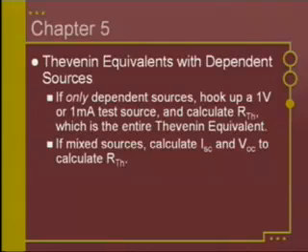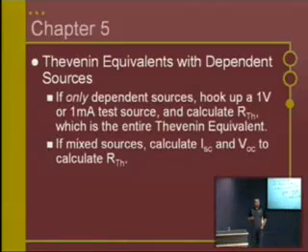Just as a reminder more than anything else, if you do have a circuit that contains only dependent sources, the only way to find out what the Thevenin equivalence of that is, and the Thevenin equivalence is just the Thevenin resistance, you have to hook up a test source and determine the other parameters. So if you hook up a voltage source, you find the current, or vice versa. If you have a mixture of sources, you need to calculate the short circuit current and the open circuit voltage, take their ratio to find the Thevenin resistance, and then you can do whatever you want to do.